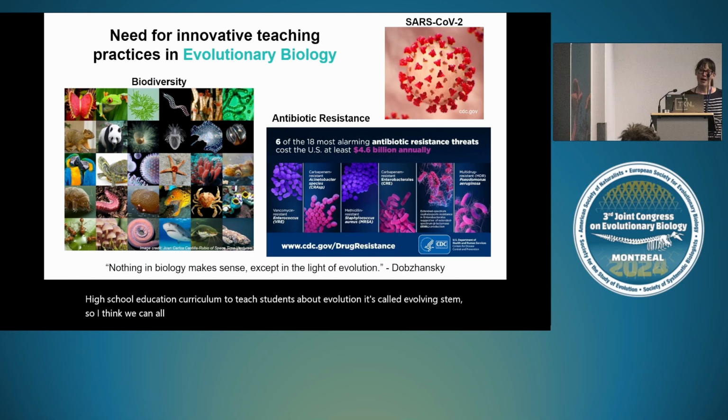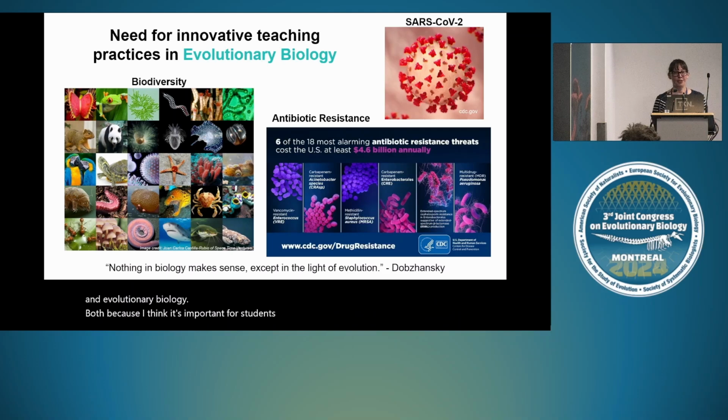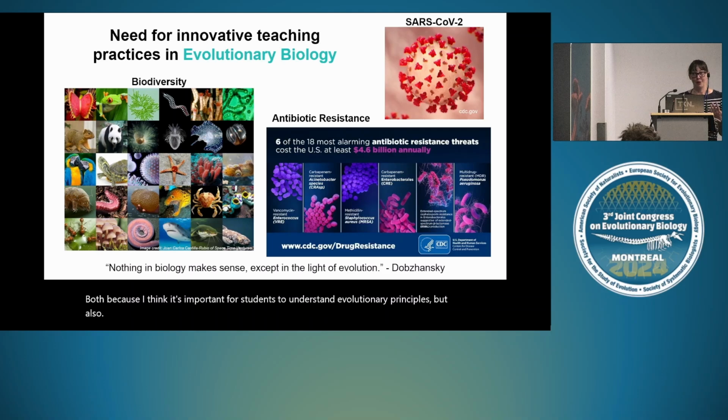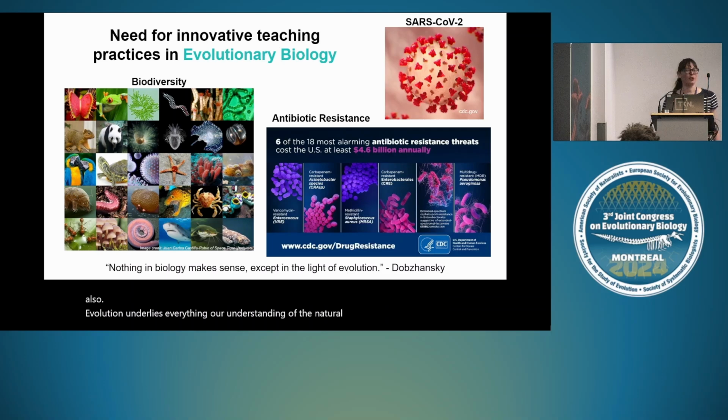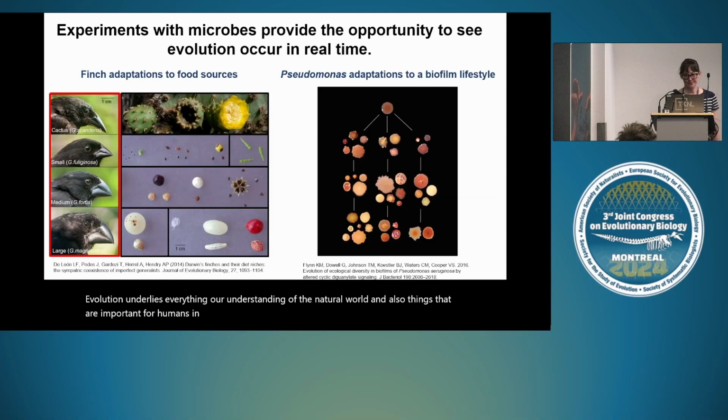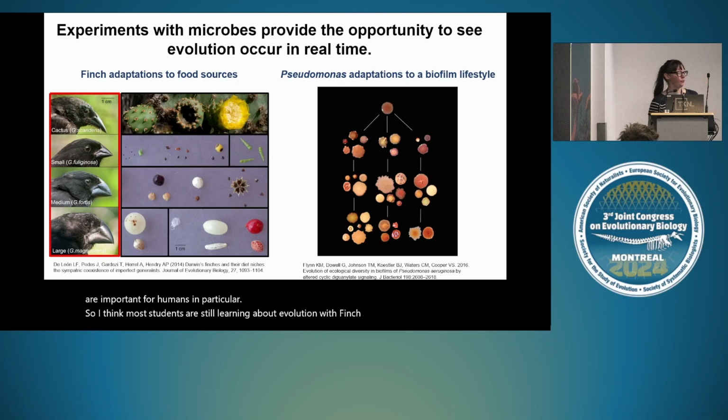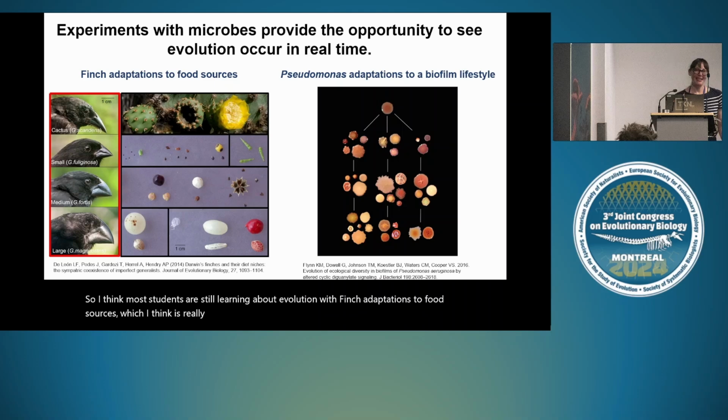So I think we could all agree that there's a need for more innovative teaching practices in evolutionary biology, both because it's important for students to understand evolutionary principles, but also because evolution underlies everything in our understanding of the natural world, and also things that are important for humans in particular. I think most students are still learning about evolution with finch adaptations to food sources, which is really interesting, but they can just read about that, right? So we think if you look at microbes, so bacteria, because they reproduce so quickly, we can actually watch evolution and selection happen in real time.